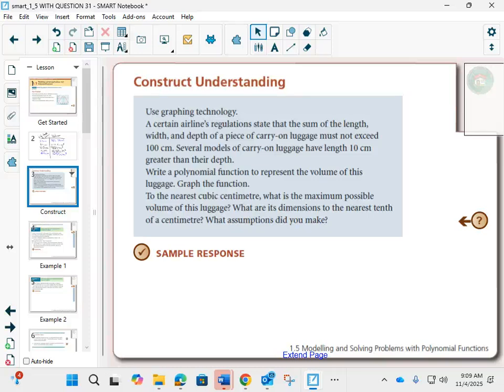And what we're going to look at today is real-life problems that can be solved with what we've been learning about cubic equations and polynomials.